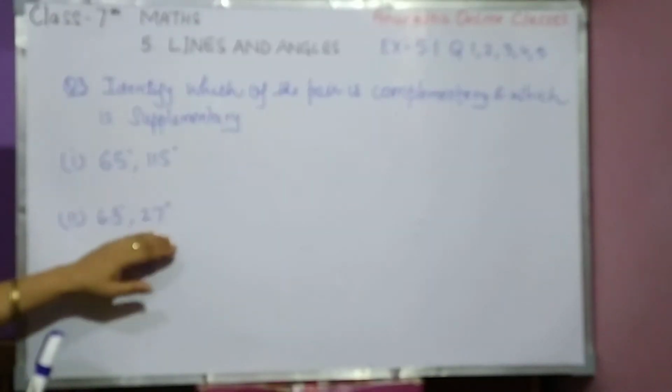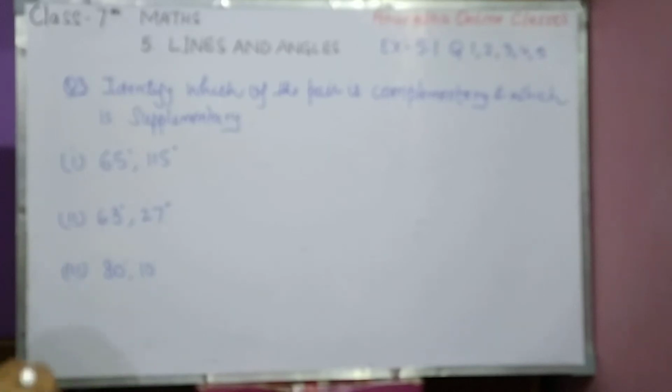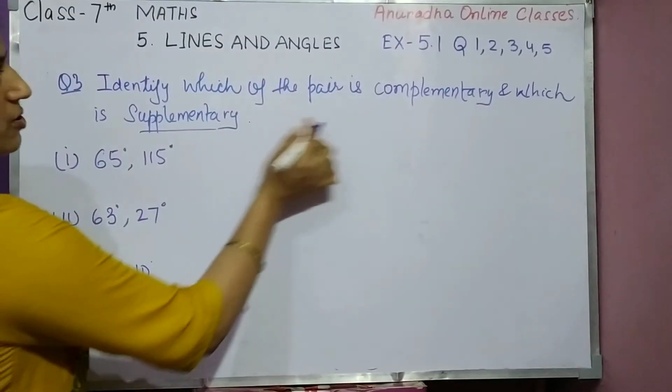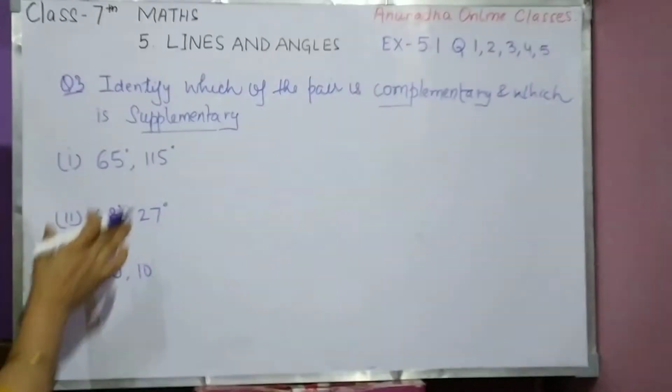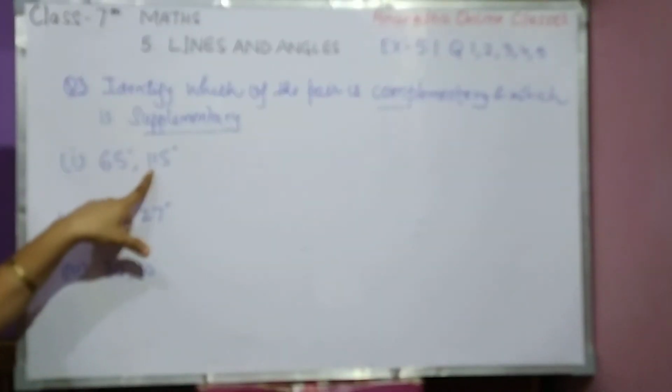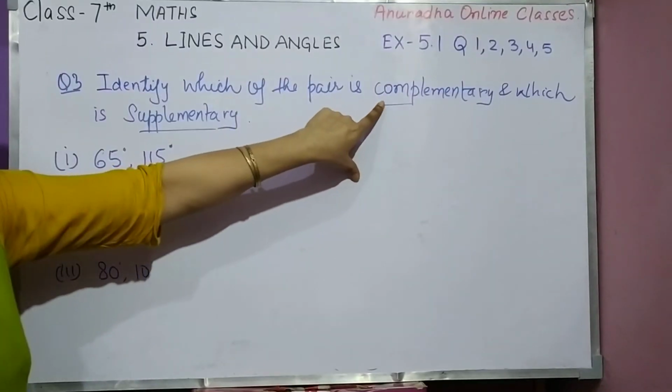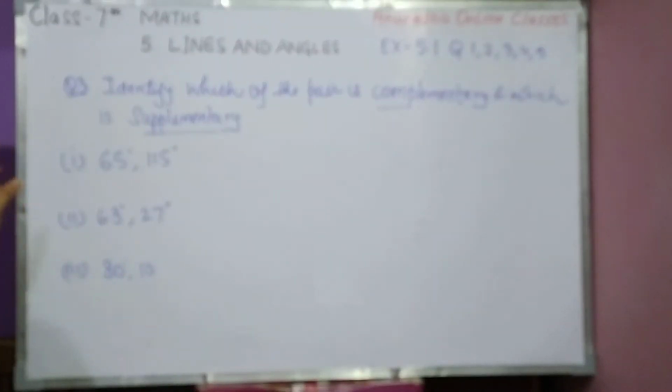See, I have written 3 questions here. Now you have to find whether each pair is supplementary or complementary. For this, you can find out just by looking. 115 can't be complementary. So 115 means it can be supplementary. Let us see.